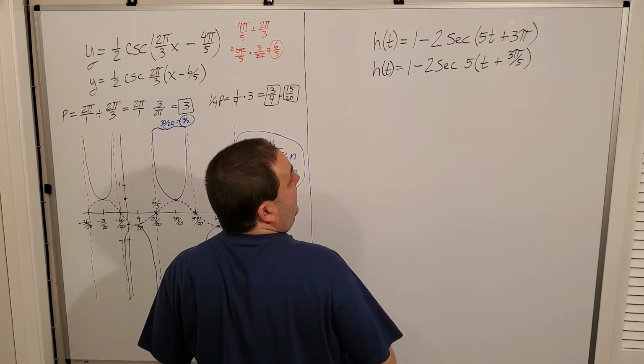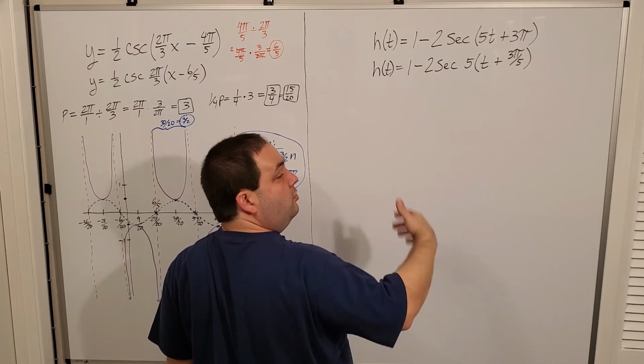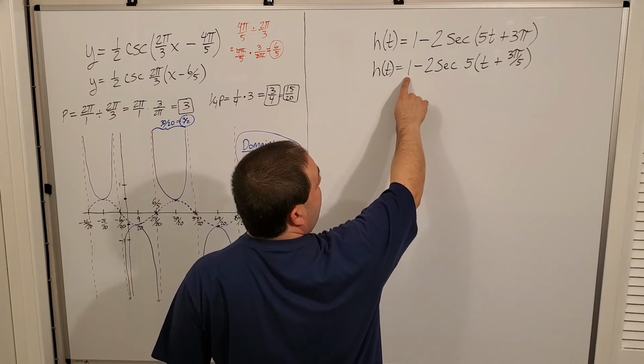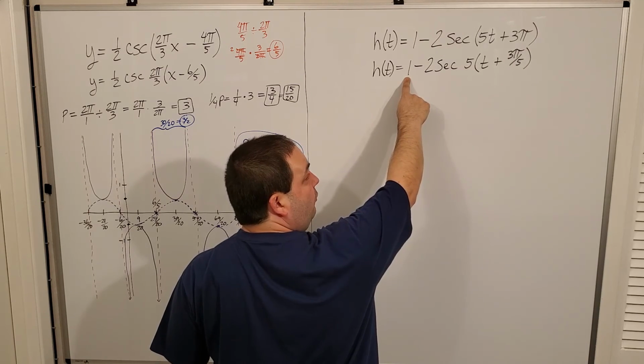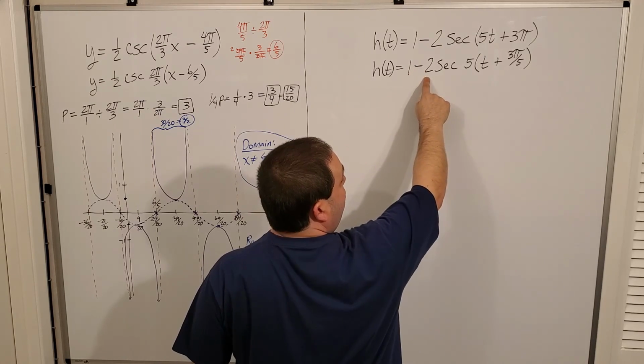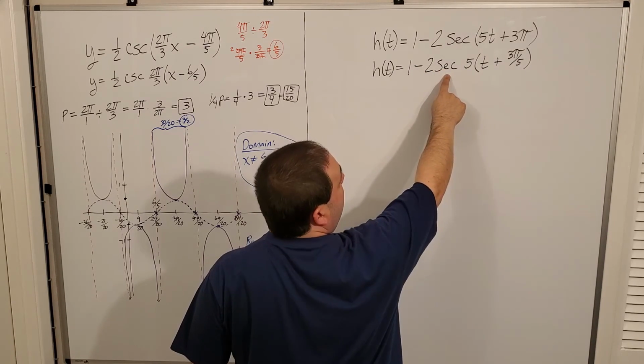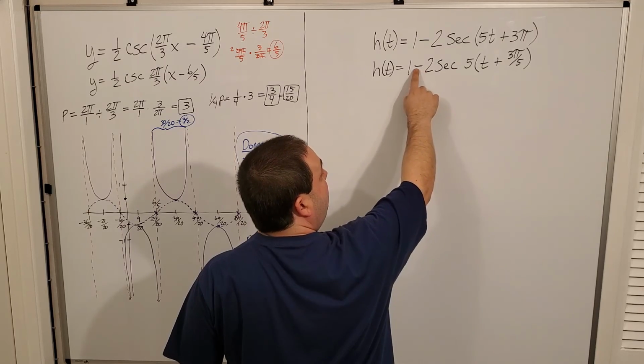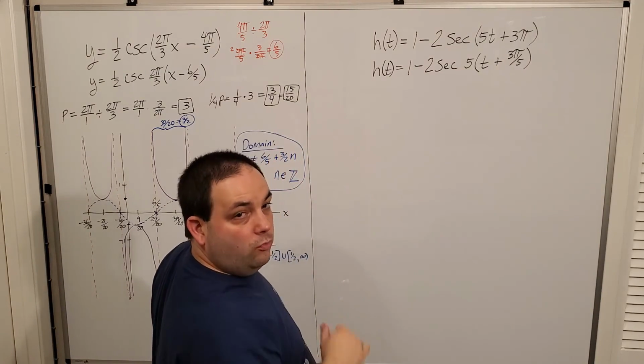Next, we need to look at what the period is, and I need to also know what to expect. Don't forget this 1 is added in the front. This is a shift upward. Do not do 1 minus 2. The 2 is attached to the secant. The 2 is my amplitude, and the negative is a vertical reflection.